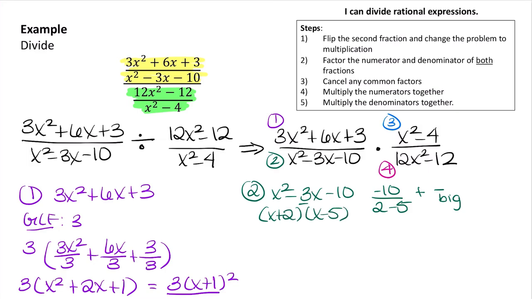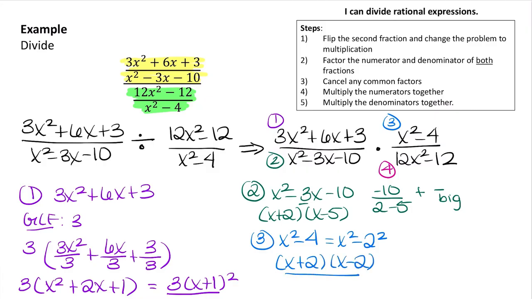Now let's go to factor 3. 3 is x squared minus 4, and I hope that by now you recognize that that's a difference of squares, right? That's x squared minus 2 squared. So I can factor this as x plus 2 times x minus 2. Okay, and then now I'm going to factor the last denominator, which is 12x squared minus 12. Since I'm out of room, I'm going to go to the next slide.